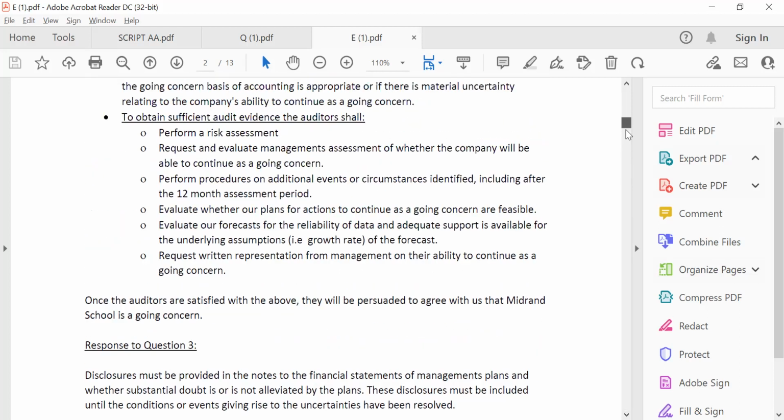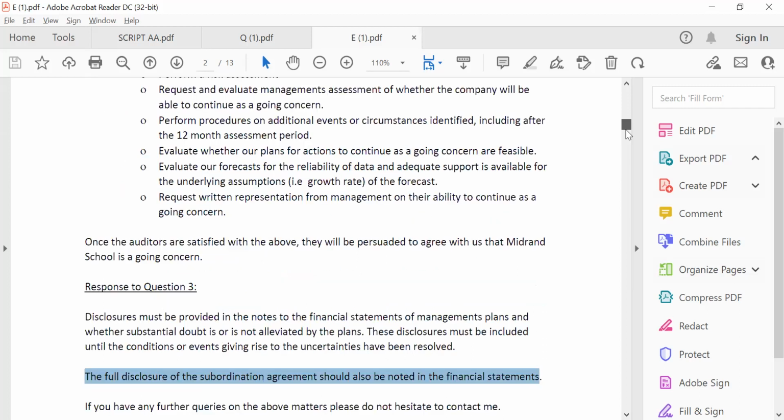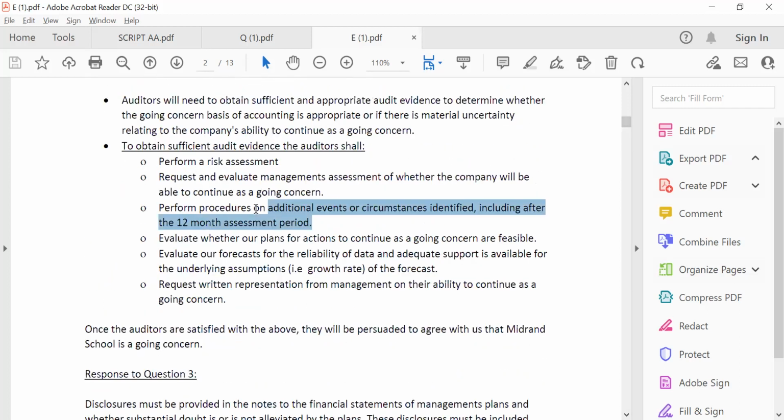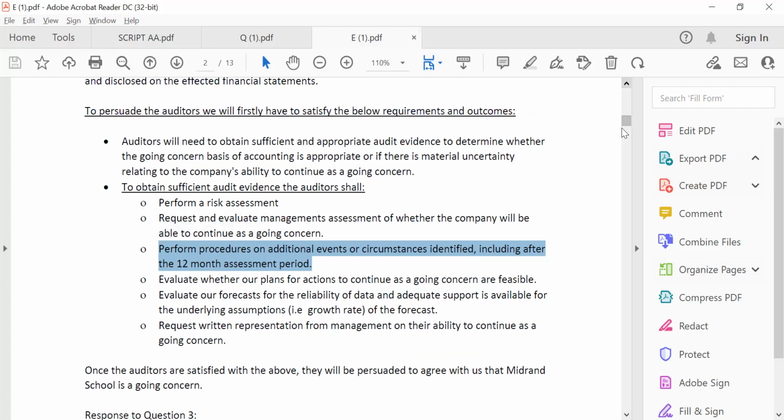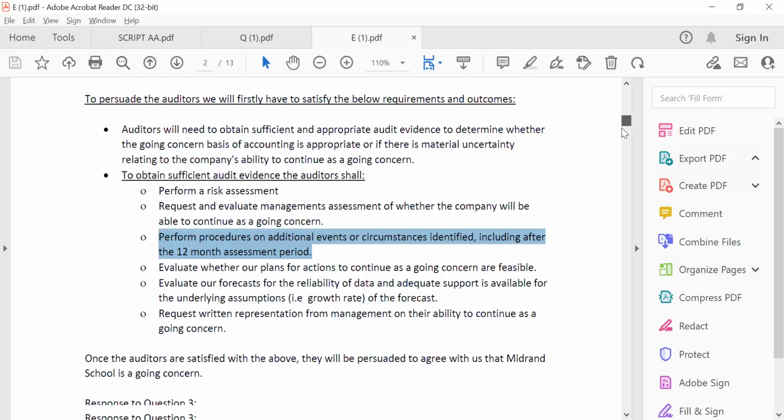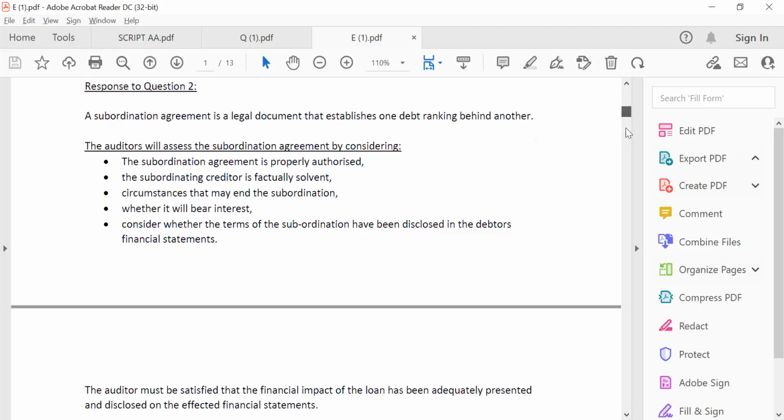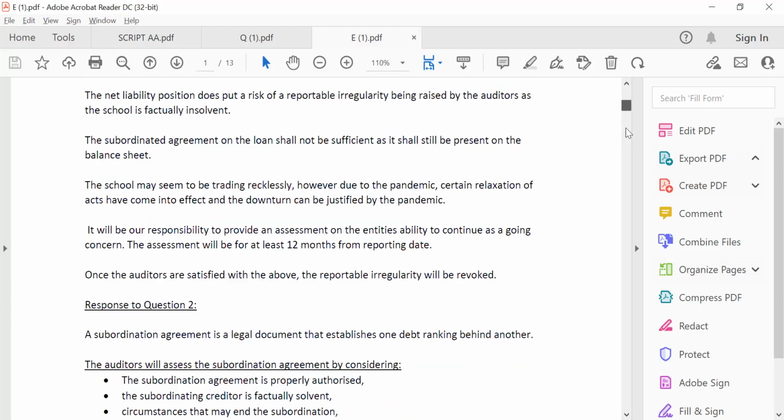So if you look at overall what the candidate has given, they've listed what we need to persuade the auditors, and they have the disclosure relating to the subordination agreement, but that's the only thing. Did they demonstrate understanding of the impact of the subordination agreement on the going concern assessment? The answer is no. Did they actually assess properly what would put the Midrand school at risk of an RI? The answer is no.